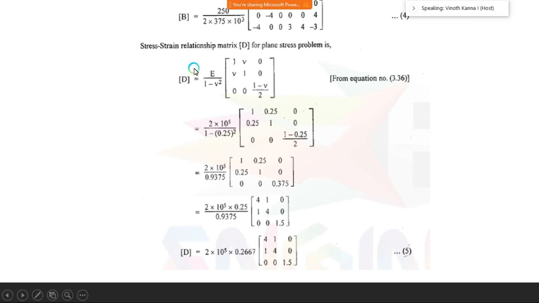Then go with the stress strain relationship matrix, that is the D matrix. D is equal to, already we know the formula, E by 1 minus V squared, times the matrix. They are giving the E value, and they are also giving the Poisson ratio. So just substitute the values in each. Here also you just find out the answer. Here there is no need to simplify, just keep it as it is. So the D value is some value in terms of a matrix.